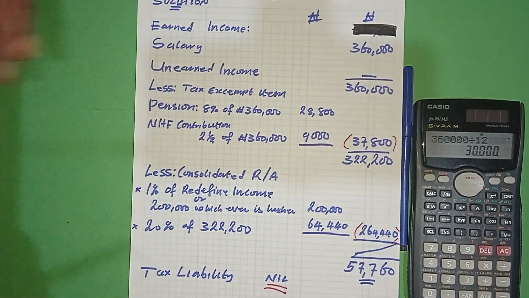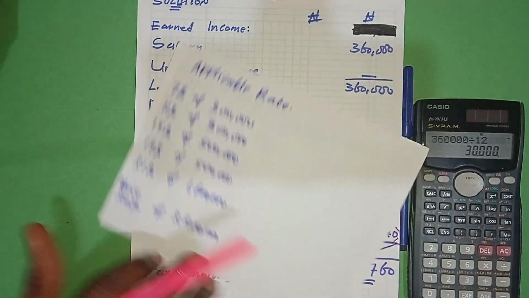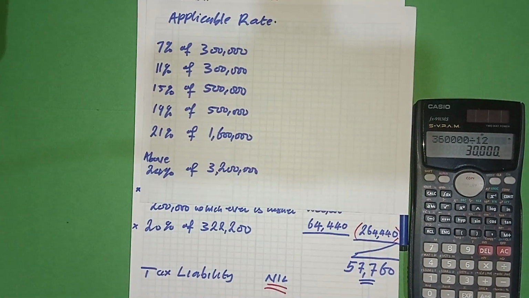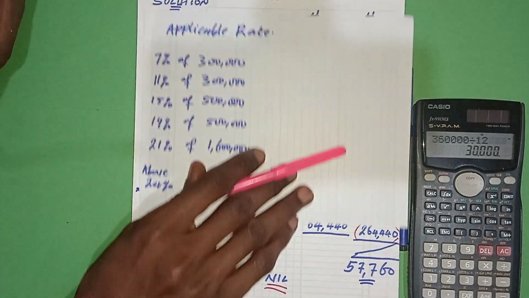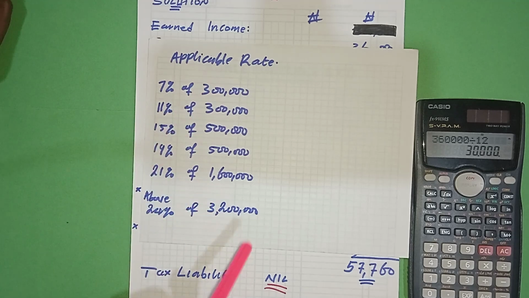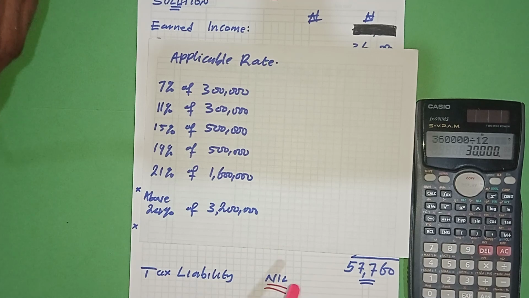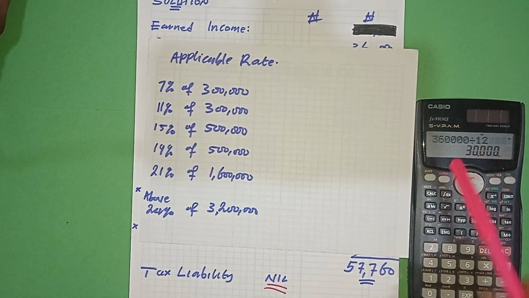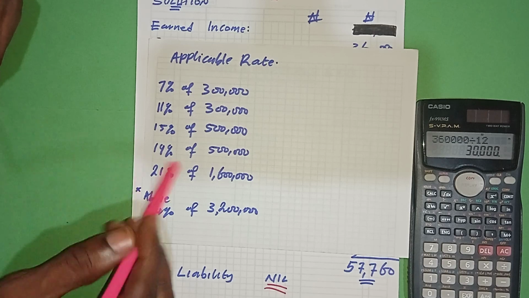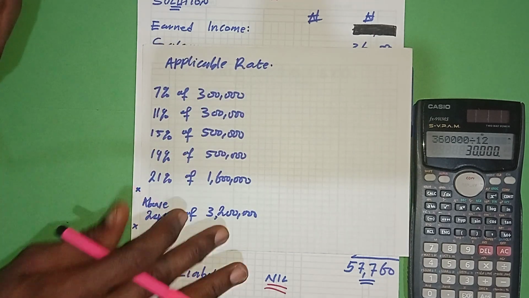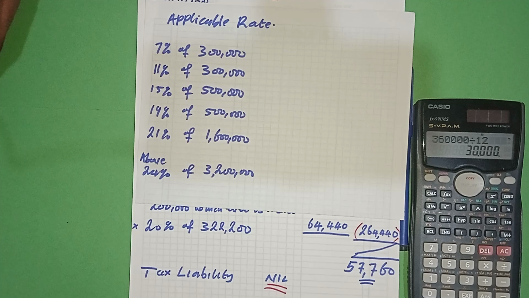Now, this is the graduating rate. If the person is earning above the minimum wage, we are going to apply this graduating rate to get the amount we will charge for tax. But since it is the minimum wage of 30,000 that she's earning, we are not going to apply this graduating rate. We'll just go straight to nil, that the person is not paying. The Finance Act 2021 has exonerated the person.